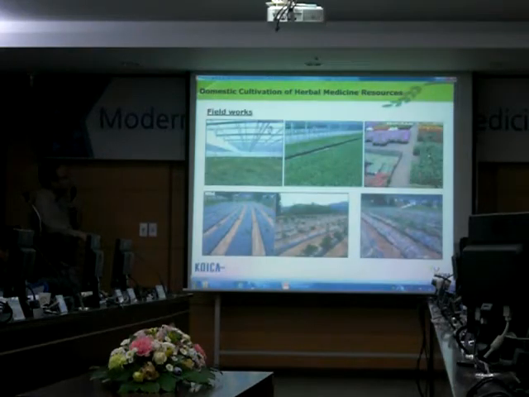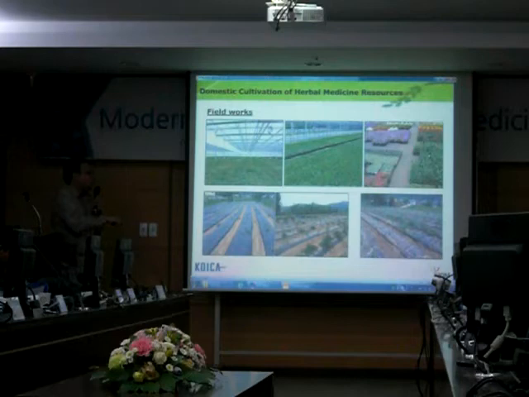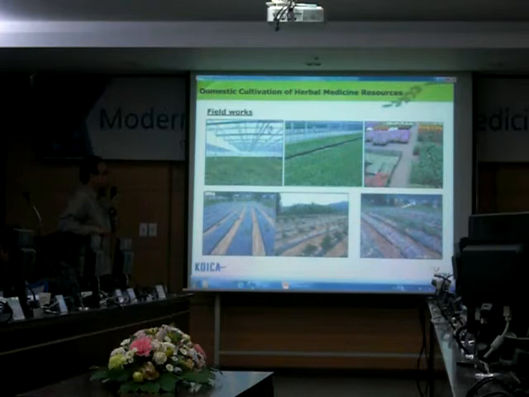In the field system, we have a greenhouse. Two years from now, we're going to have a herbal medicine resources center in Jeonnam province, which is 2 hours from here. In Daejeon, we don't have any field research yet, but 2 years later, we're going to have this kind of field.